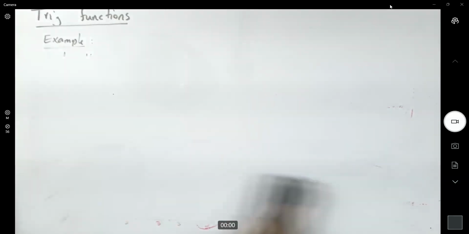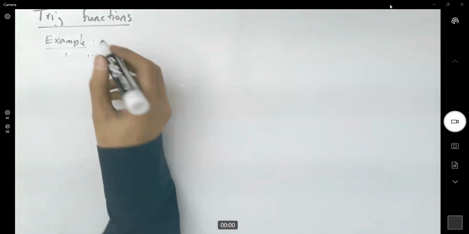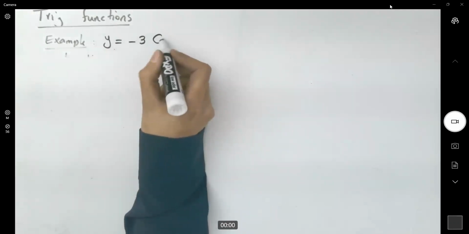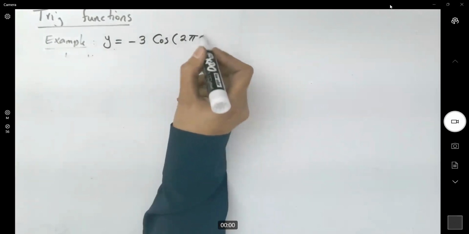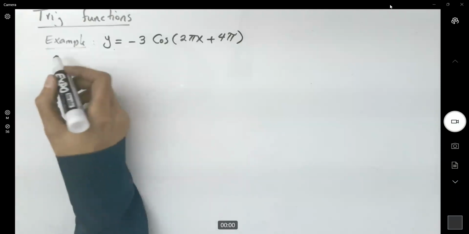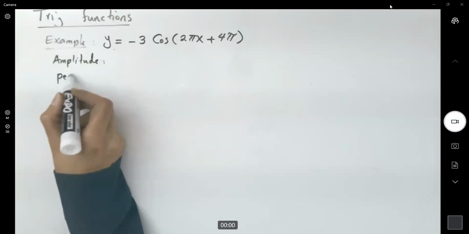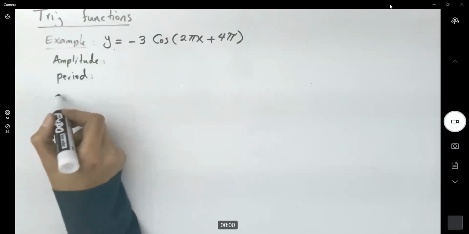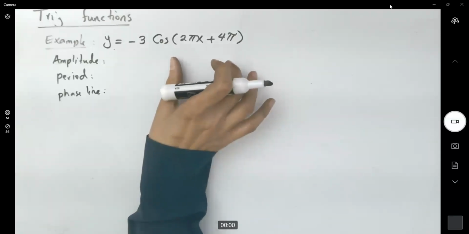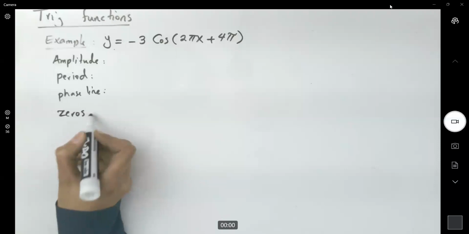So this is our next example. We have another function: y equals -3 times cosine of 2 pi x plus 4 pi. First, find the amplitude, find the period of this function, then find the phase line, then find the zeros for this function.